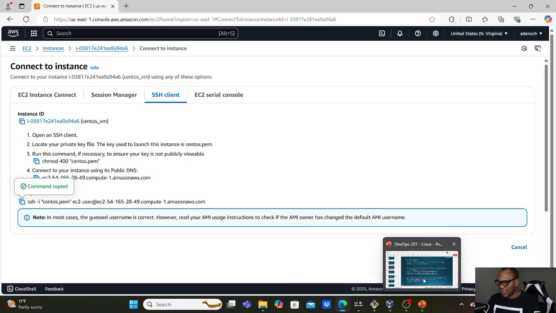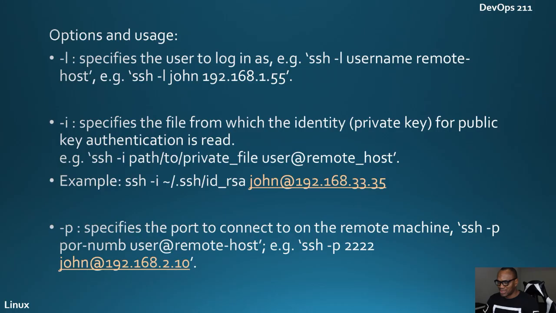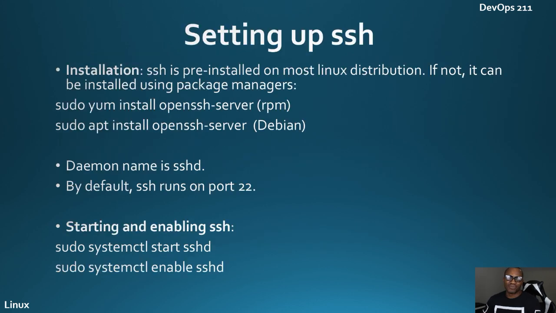Let's continue. Now, for us to use SSH to communicate between a client and a server, one machine is the client and another machine is the server. But before we get to that, let's look at how to set up SSH. SSH is usually pre-installed on most Linux distributions, but if it's not installed, you can install it. If it's a CentOS machine or RPM-based, you can install it using yum install with the package name. Then you can use apt if you are using a Debian or Ubuntu machine to install it with the package name, and the daemon name is usually sshd.